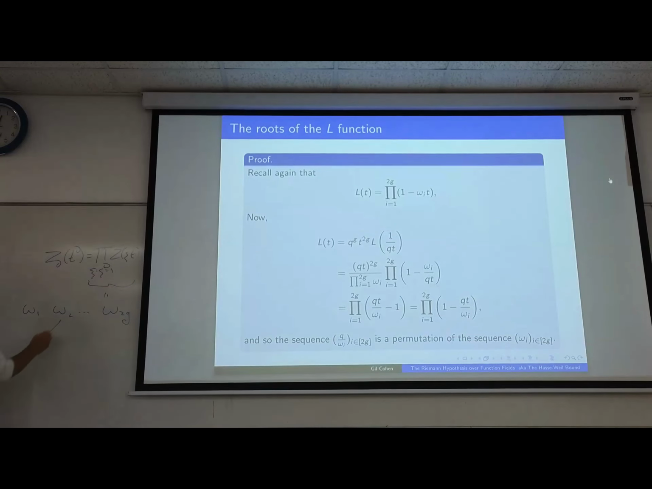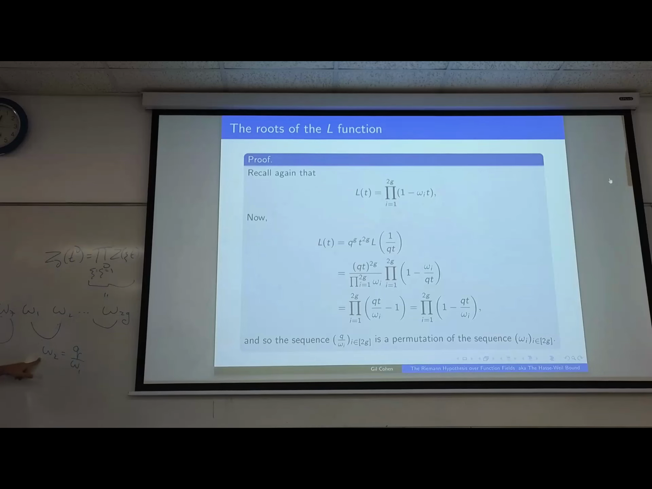But maybe, let's do it like that. Maybe omega 2 is q over omega 1, and therefore omega 1 is q over omega 2. So they are paired like that. And maybe this is with the previous one. I don't know how. But it could be the case that some omega is its own friend. So omega is q over omega. Of course, that can only happen when omega is what?